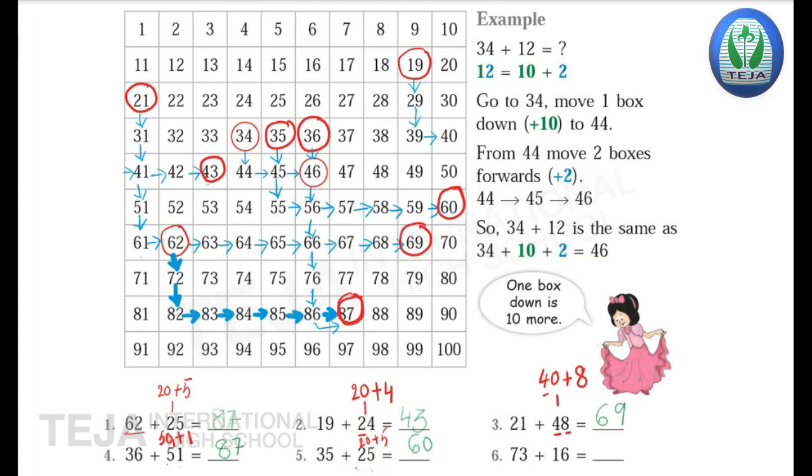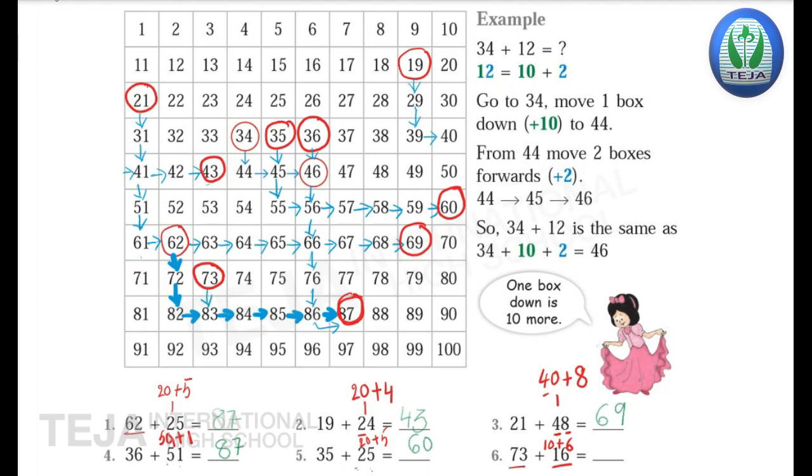Okay. Now here the last question. The first number is 73. So circle 73 here in the box. Okay, now we have circled it. Now next, 16. So in the ones place 6 and in the tens place 1 is there. So 16 equals 10 plus 6. So how many boxes do you have to move down, children? Only one 10 is there. So only one box. Move down one box.